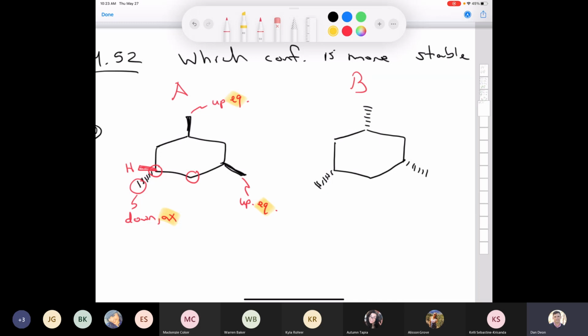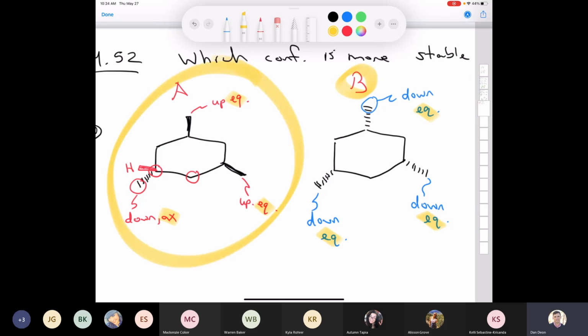Whereas in B, let's imagine that this is down and equatorial. If this is down and equatorial, then the down position here would be axial. The down position here is equatorial. So that means that this is also down and equatorial, and this is also down and equatorial. So in this one, you have a conformation where everything is equatorial. And so the answer is B is going to be more stable because you have a conformation where everything is equatorial, and there is no conformation that you could adopt for A where everything is going to be equatorial.